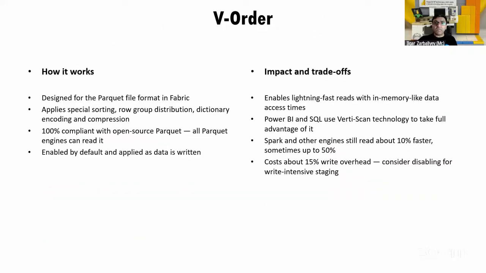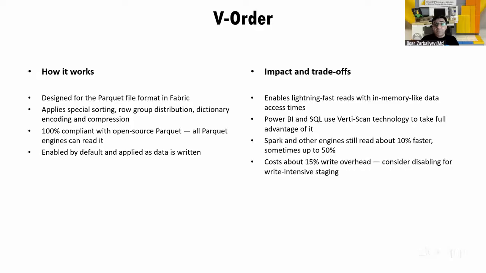Now let's talk about V-Order, which is one of the more distinctive pieces of Fabric. When you run optimize, you can optionally run V-Order, which is designed specifically for the Parquet file format in Fabric. V-Order enables lightning fast reads with in-memory-like data access times. It also improves cost efficiency because it reduces the network, disk, and CPU resources consumed during reads.